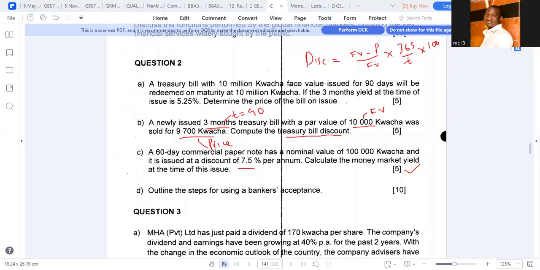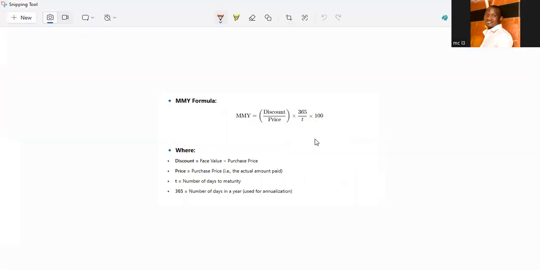So we need to calculate our money market yield. How many marks is that? It's five marks. So what is the formula for the money market yield again? It's going to be discount over price, times 365 over time, times 100. Yes, that one there.